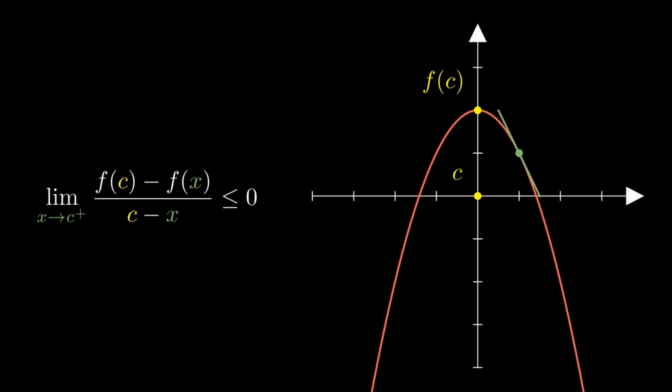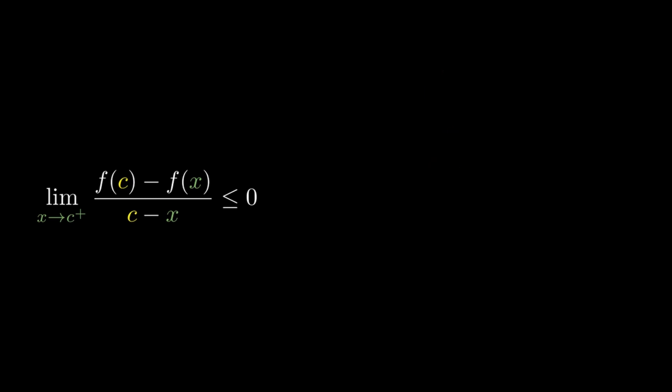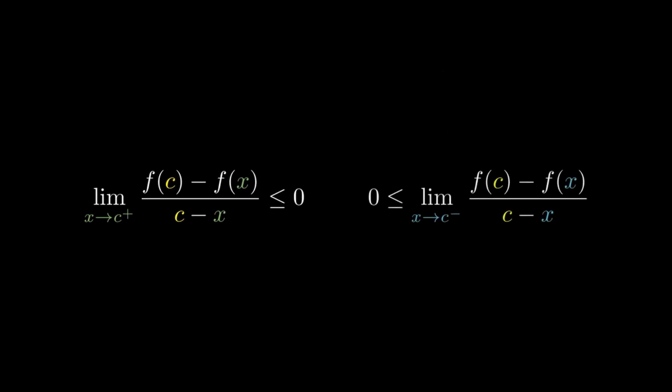Again, this is visualized nicely by the slope of the tangent line to the points to the right of c. Notice that that slope always remains greater than or equal to 0. Now, we can combine the two inequalities we got from this process.